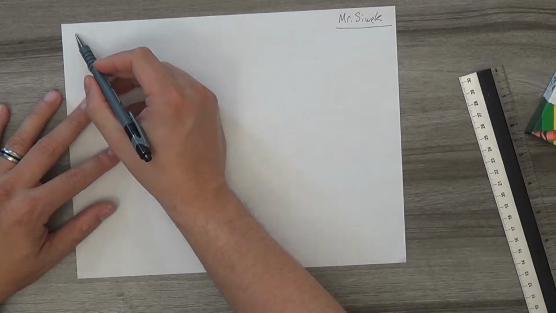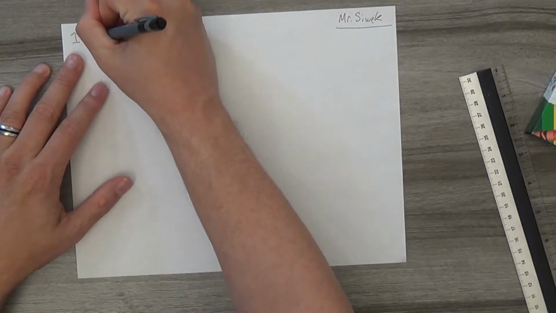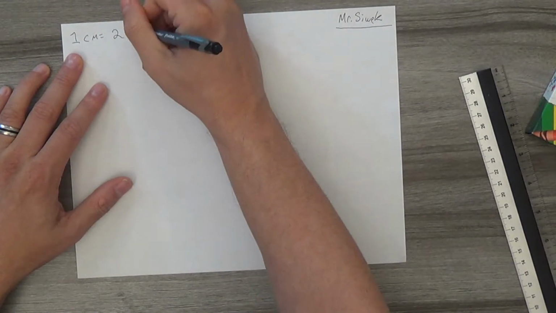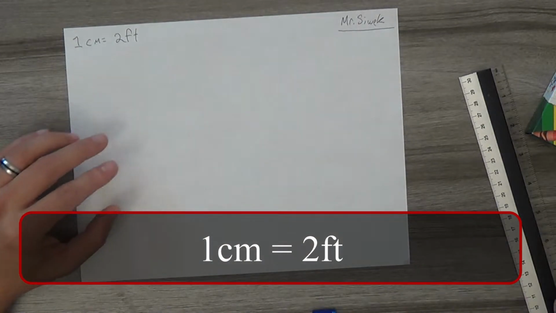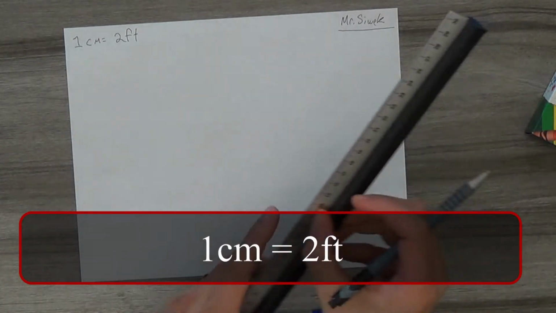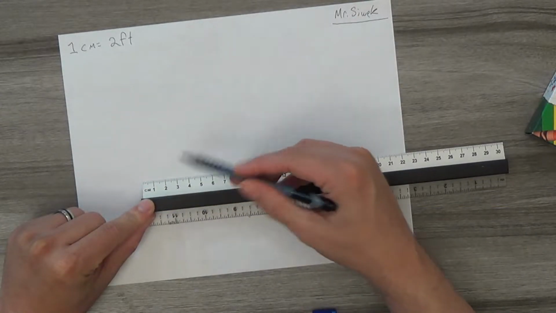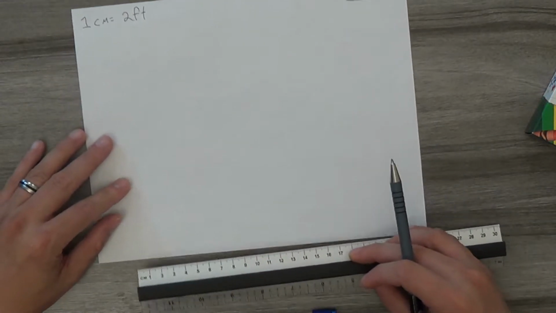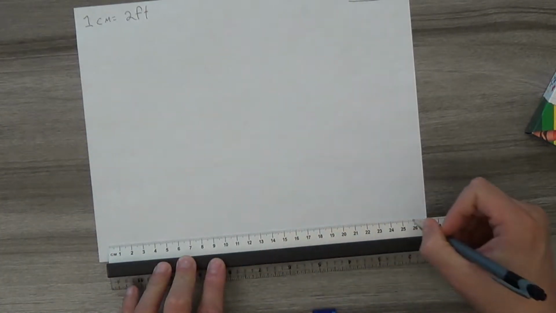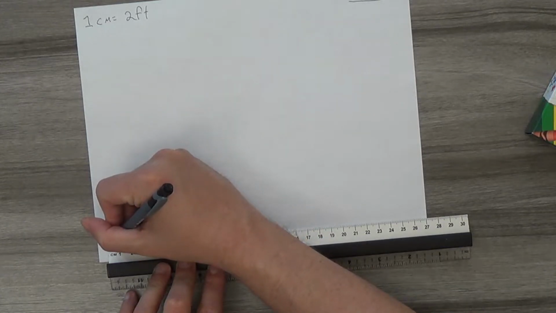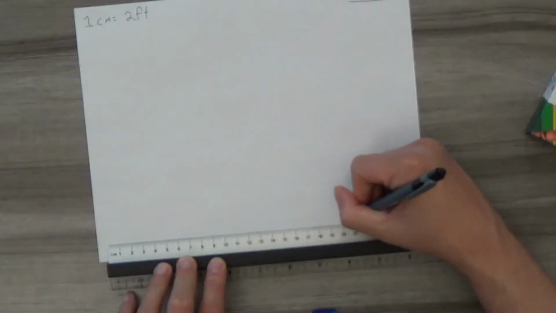Then we need to give this a scale. In our case, 1 centimeter will equal 2 feet. So for every centimeter on my ruler will actually mean 2 feet. My garden will be approximately 40 feet in length, so it'll be 20 centimeters.